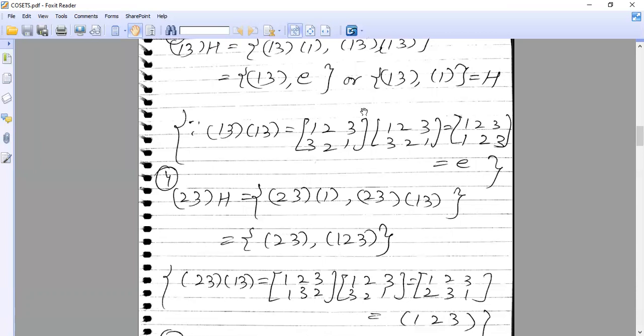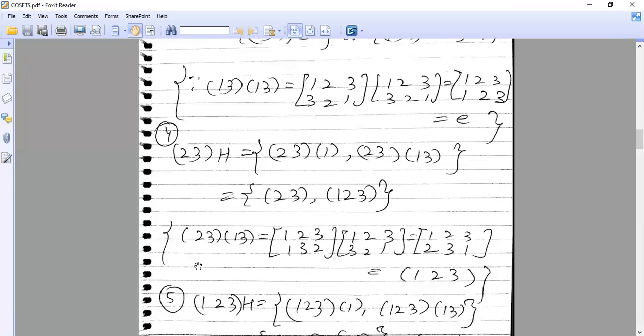Now another element (2 3) from the group. So (2 3)H will be (2 3) into 1, (2 3) into (1 3). You can multiply these permutations. (2 3) into 1, meaning (2 3) into identity, is giving you (2 3), and (2 3) into (1 3) will give you (1 2 3).